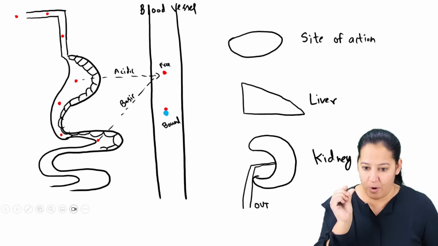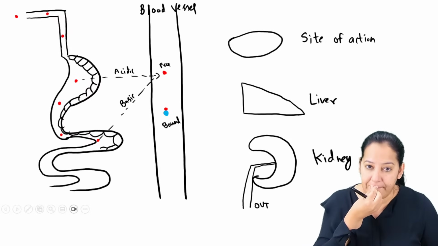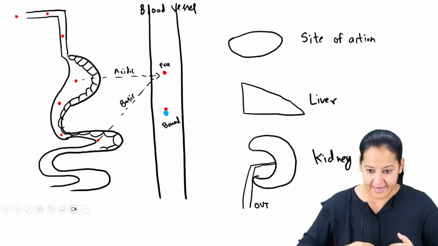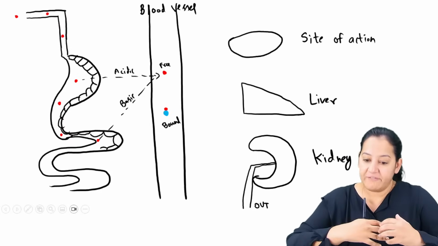Just suppose I'm taking it by the oral route. So I will take the drug by mouth. Okay, I will drink the water. I will take the drug by mouth. The tablet will go inside my stomach and intestine. It will get absorbed.